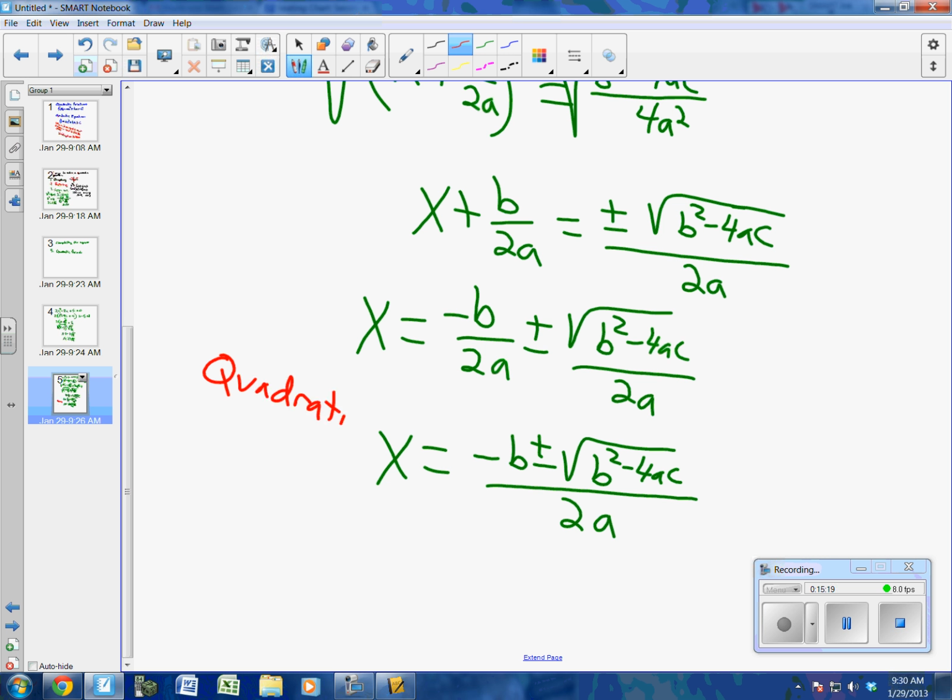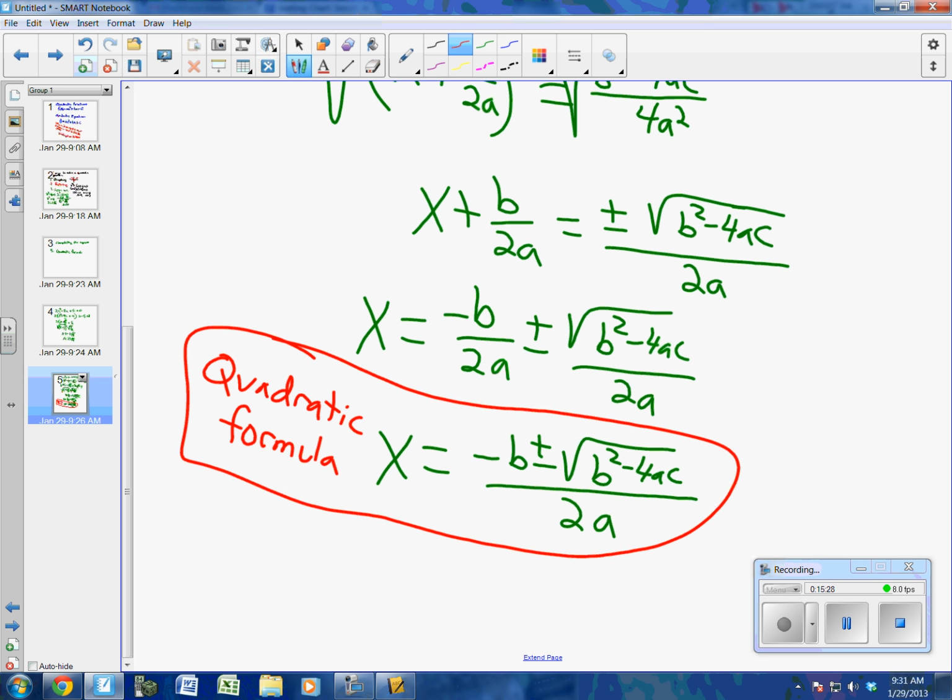Everybody, get out your pencil and pen and write this down. This is something you want on your 3x5 card. This is called the quadratic formula. Okay? You're going to be using this the rest of your math careers. For some of you guys, it might be your whole life.